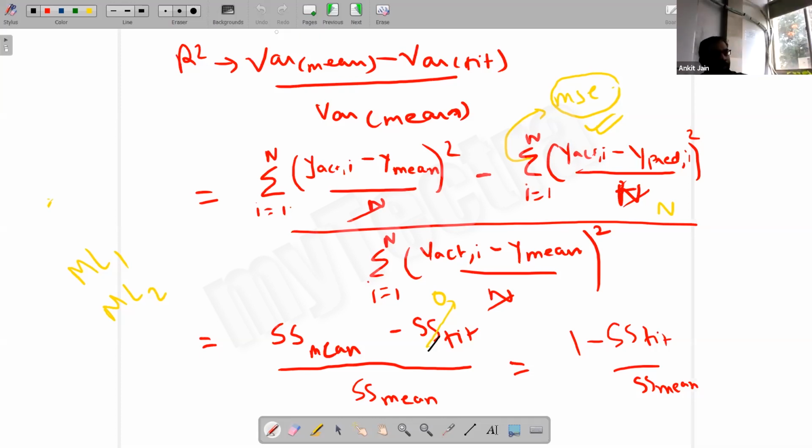So removing outliers is a different strategy. It has nothing to do with R square. R square is just a performance metric. Is it clear? Right? Yeah.